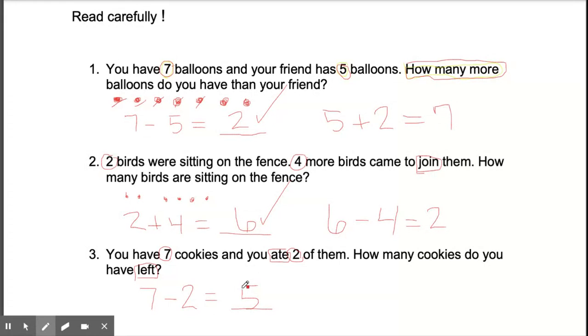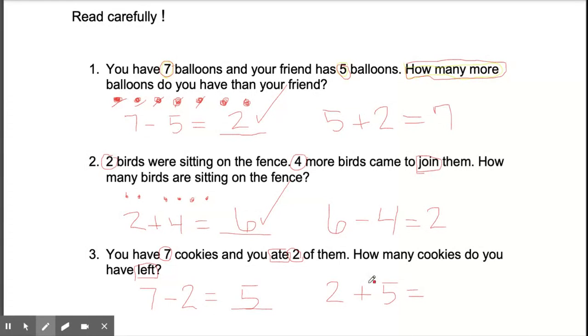How many cookies do I have left? 5. All right? Let's go over here and make our addition problem because we subtracted first and we want to check to see if we have the correct answer. Remember, with addition, it doesn't matter if you have a big number first or a small number first because you are adding together. But with subtraction, the big number has to always, always, always go first.